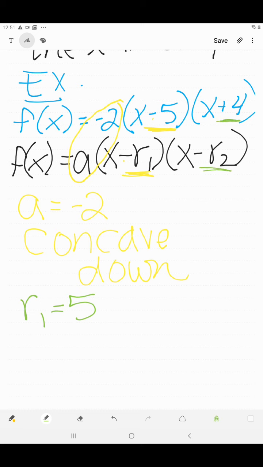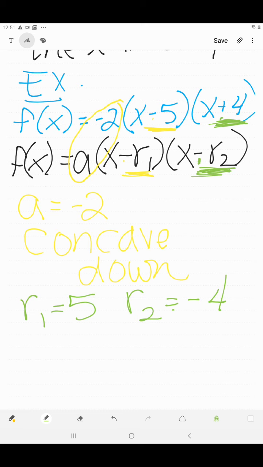R2, these are opposite. Now the reason it's opposite is because of the minus sign. It's going to be a huge difference. So R2, even though it looks like it's positive 4, is in fact negative 4. Keep in mind the way it is written: minus, and this is plus, so you have to change the sign. Again, R1 and R2 will always be opposite of what is shown.